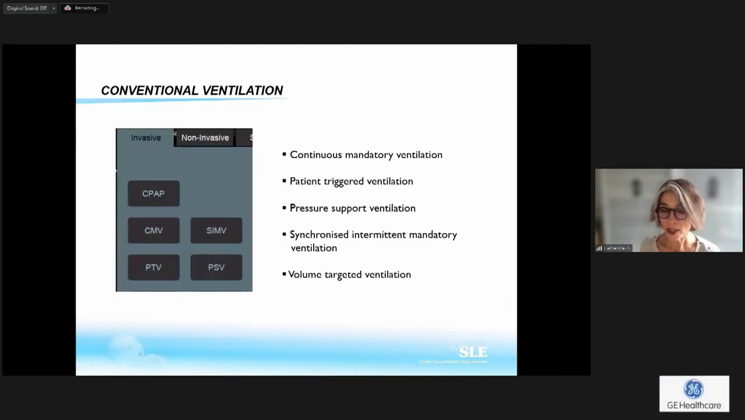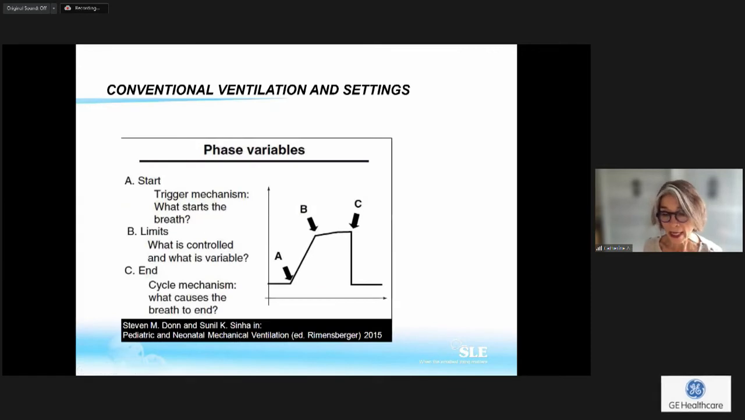Okay. So when we come to conventional ventilation, we have different modes. We have CMV, SIMV, PTV, or pressure support. So it means that you take over the respiratory center of the patient. Here you will have to determine different parameters. Of course, the PEEP that you start with. How to start the breath? You set a number of breaths, and it's a time trigger. Or is it the patient who will start the breath? Do you synchronize with the patient?